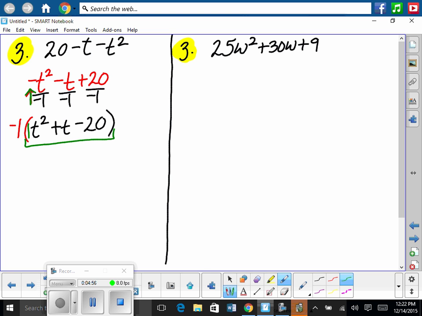But you could have done it this way. You could have done what multiplies to be negative 20 and adds up to be negative 1, but then you would have had to do long factoring due to the fact that our a value is not positive 1. So where I factored out the negative 1, I've now made it easier on myself.